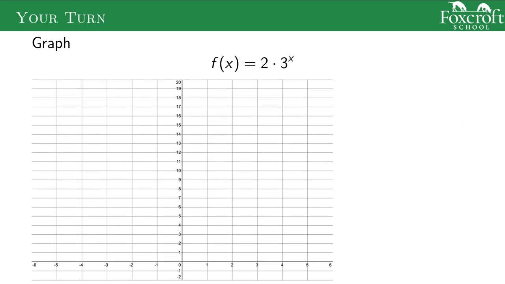Here's one for you to try on your own: 2 times 3 to the x. You should have come up with something that looks like this. My a value is 2, so my y-intercept is 2. Then, to get a general point, I'll plug in 1. That will be 2 times 3, which is 6. That gives me that point. Since 3 is bigger than 1, I know my graph has that shape. So I make that shape that hits the points that I know, and that's my sketch.